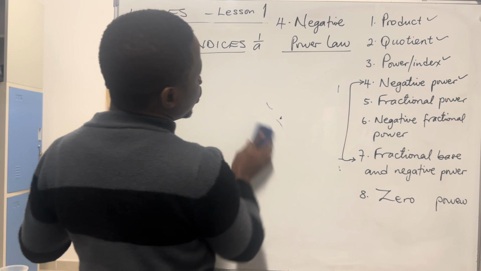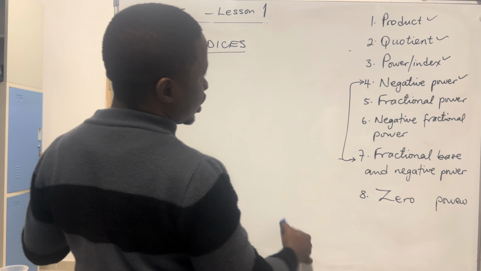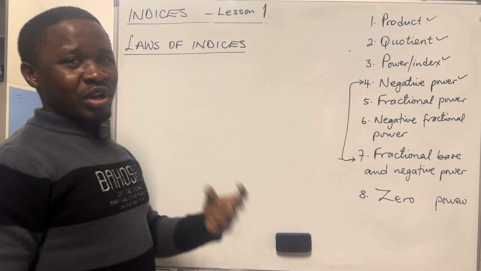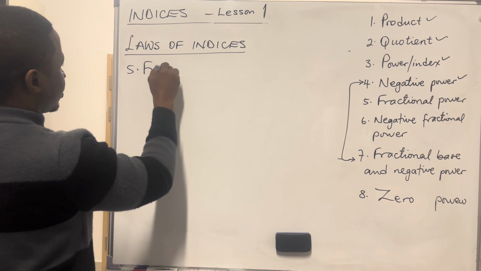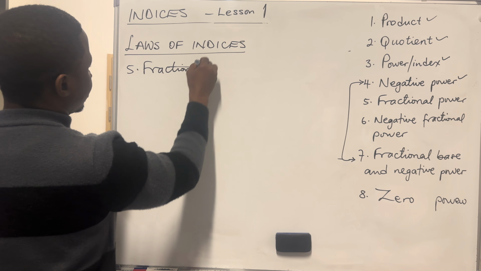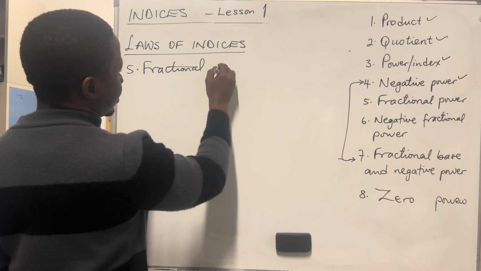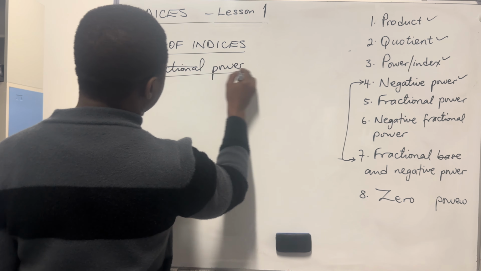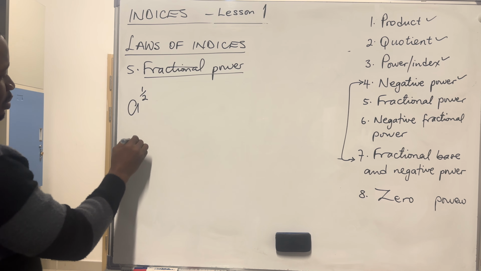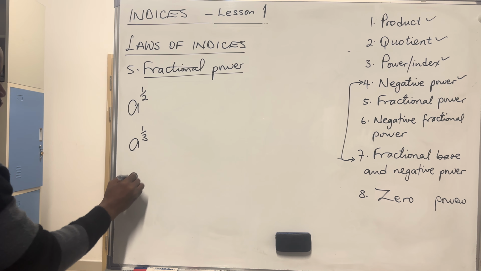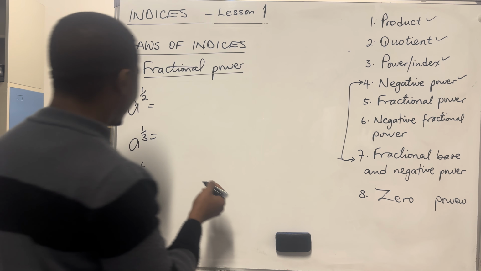So now we go to number 5. Number 5 is talking about fractional power, fractional exponent, fractional index. Okay, now the power is a fraction. So this is what we are talking about.